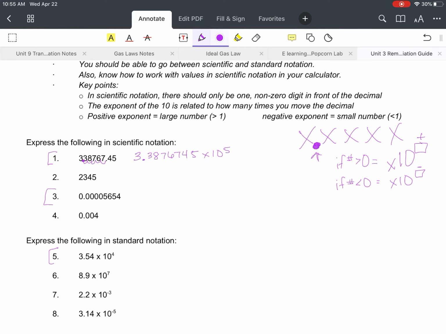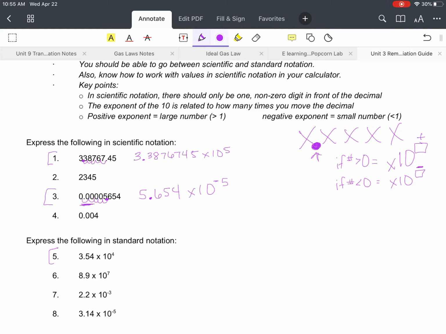Okay, let's look at number 3. I want my decimal to be right after that first number 5, right? That's how it's going to get me a number with one digit in front of the decimal. So I'm going to move it 1, 2, 3, 4, 5 places to get it right there. Okay, so my number is 5 point, okay, there's my decimal, 654 times 10. I moved it 5 places, so my exponent is going to be the number 5. But since this number right here is less than 0, it's a little number, it's a decimal, my exponent is going to have this negative sign with it.